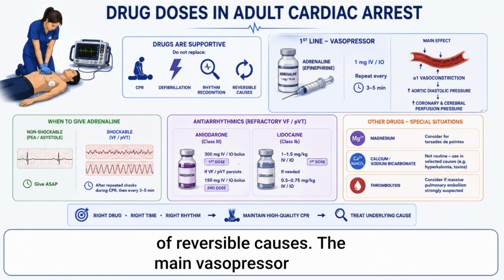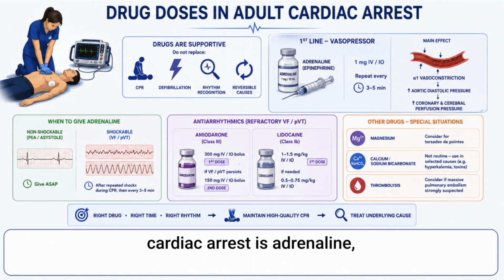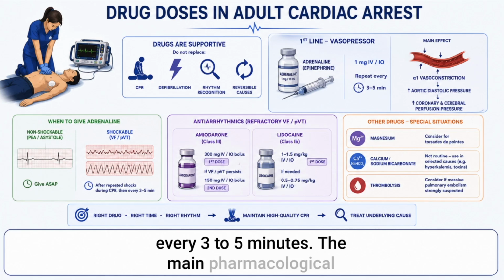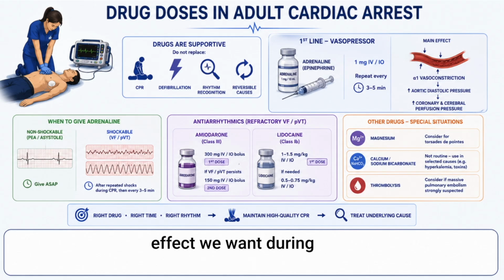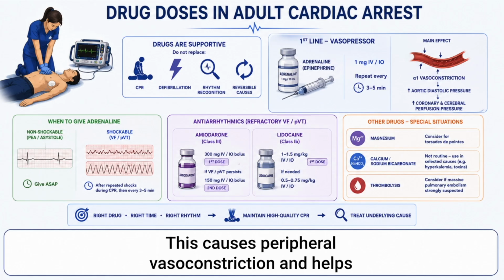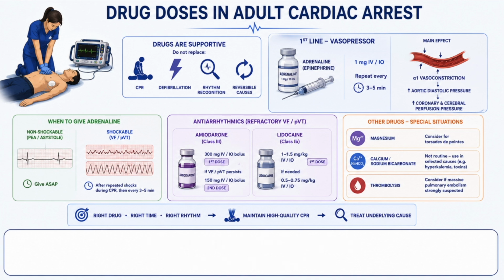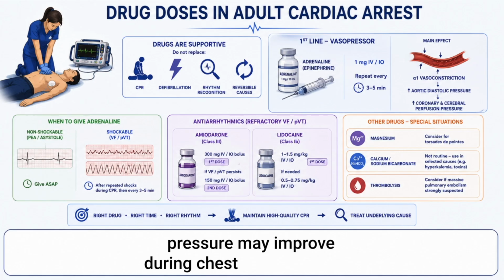The main vasopressor used in cardiac arrest is adrenaline, also called epinephrine. The adult dose is 1 mg IV or IO, repeated every 3 to 5 minutes. The main pharmacological effect we want during CPR is alpha-1 vasoconstriction. This causes peripheral vasoconstriction and helps increase aortic diastolic pressure. As a result, coronary perfusion pressure and cerebral perfusion pressure may improve during chest compressions.